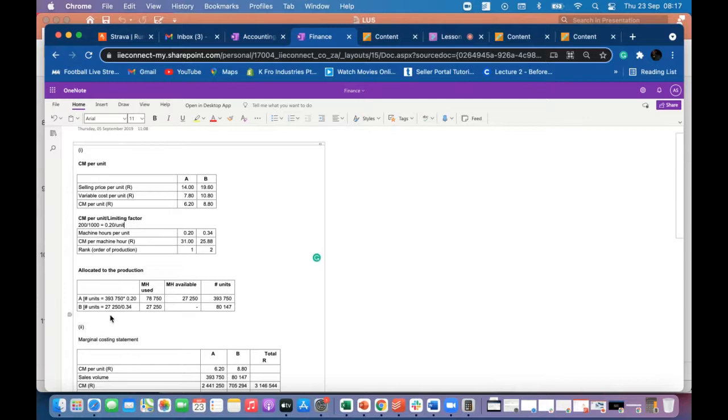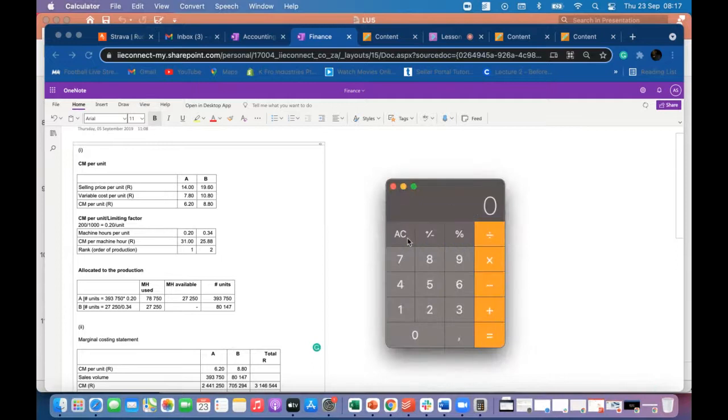Then, for B, whatever machine hours we have left after that. Let me do this calculation on my calculator. We have a limit of 106,000 hours, minus the 78,750 that is going towards A to produce all of A. So we only have 27,250 machine hours available. That's where this is coming from. Can you see that?